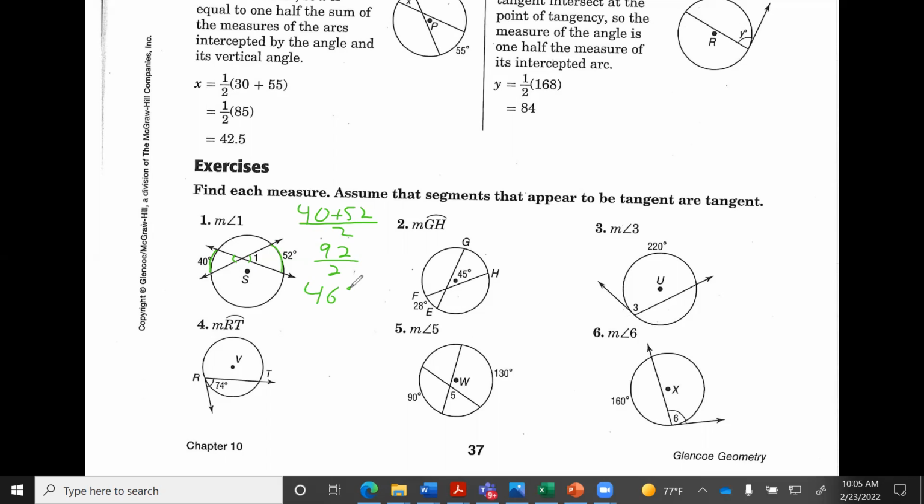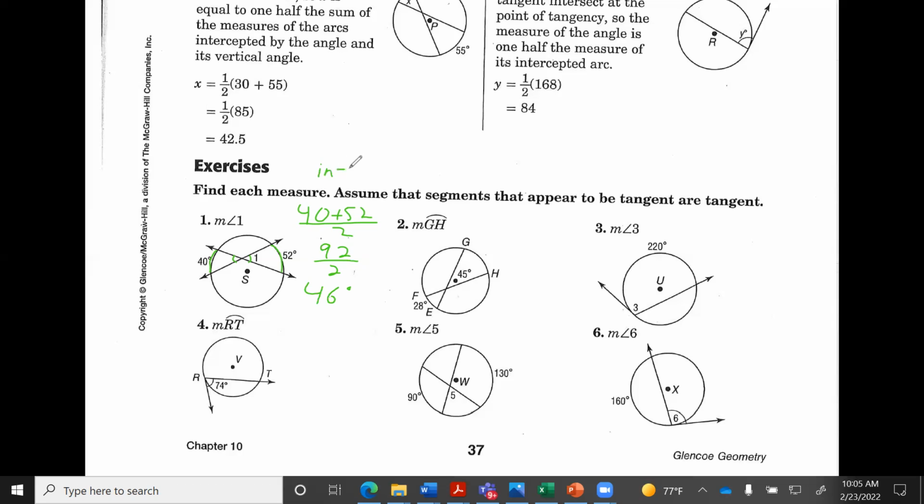Now, on number 2 over there, a little bit different. They gave us the angle. So we can plug it in like it's an equation as well. So I showed you earlier, I wrote it as an equation.